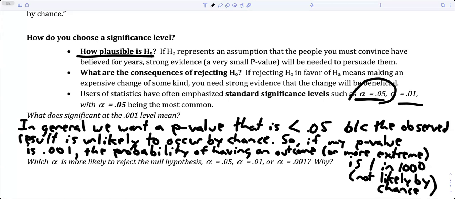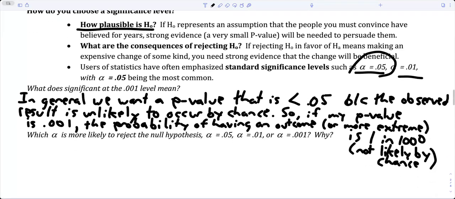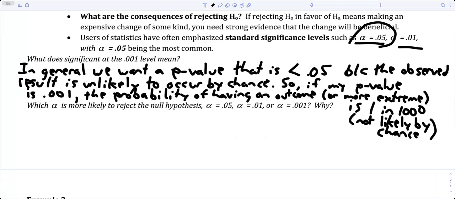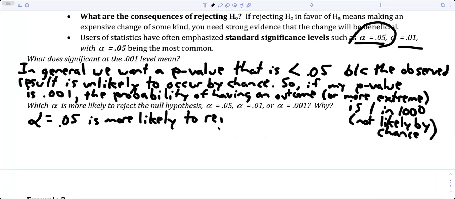Okay, so the next question, it says, which alpha is more likely to reject the null hypothesis? Alpha equals 0.05, alpha equals 0.01, or alpha equals 0.001. So I want you, okay, which alpha is more likely to reject? Okay, the answer to this, alpha equals 0.05 is more likely to reject.